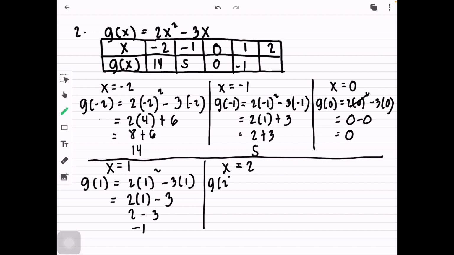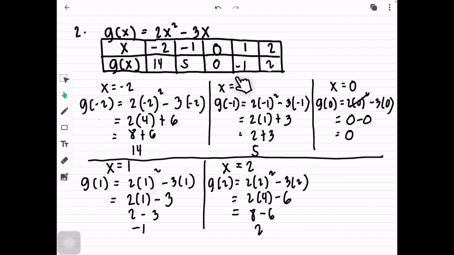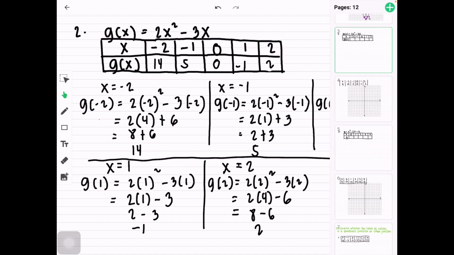So, we have x equals 2. So, g of 2 equals 2 times the quantity of 2 squared minus 3 times 2 equals 2. And then, we have 2 times 2 is 4 minus 3 times 2, 6. 2 times 4, 8 minus 6. The answer is 2. Ngayon, kumpleto na yung table of values natin. Gagawin natin ngayon, tayo ay mag-graph.